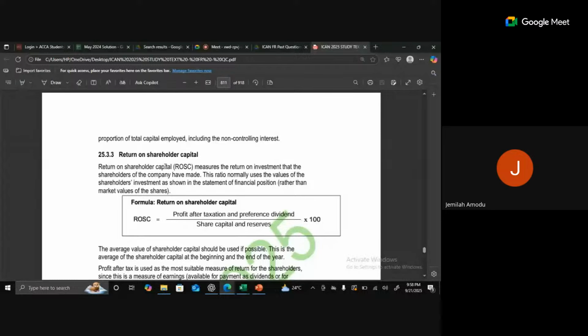They say the return on shareholders' capital measures the return on investment that shareholders of the company have made. Those are the existing shareholders. This ratio normally uses the value of shareholders' investment as shown in the statement of financial position rather than the market value of the shares.